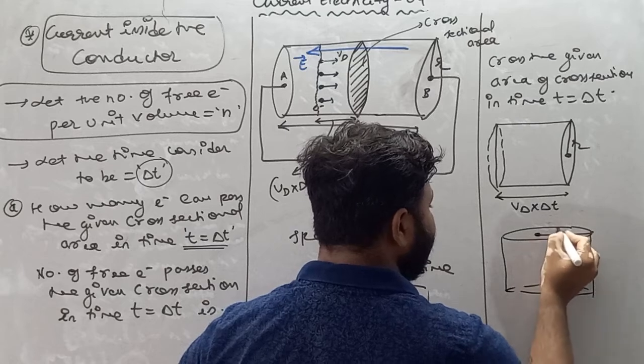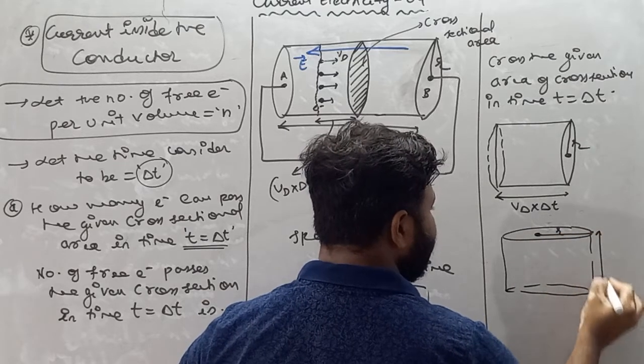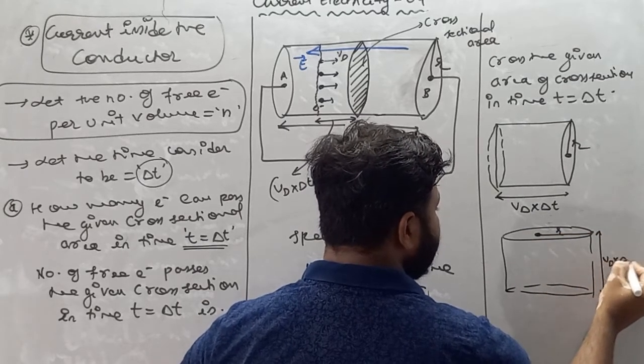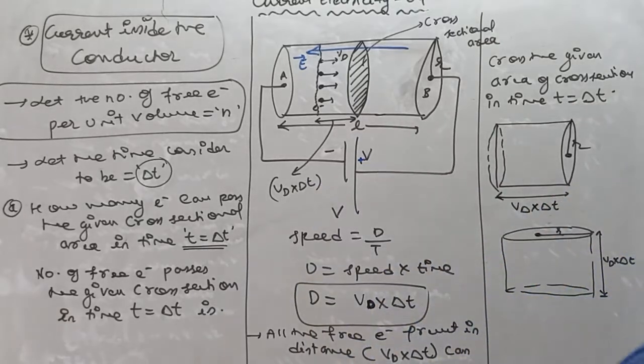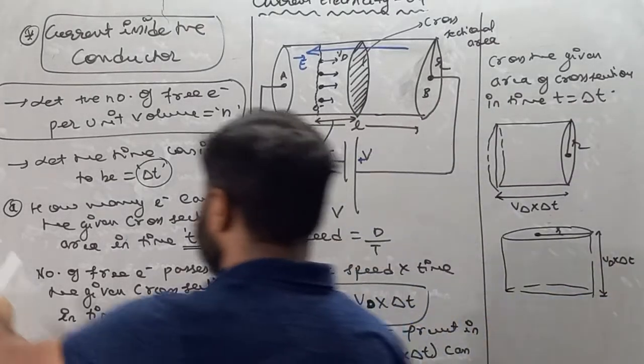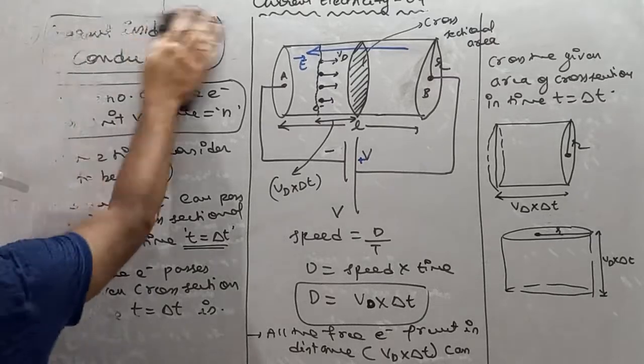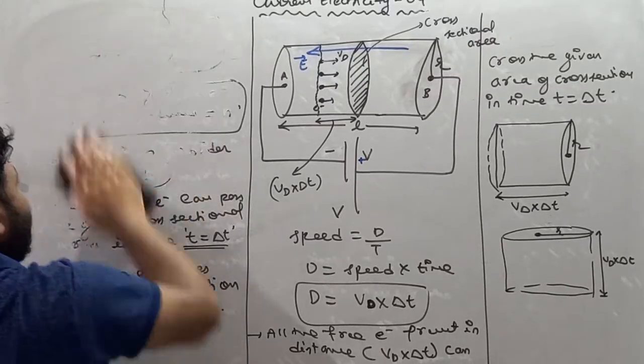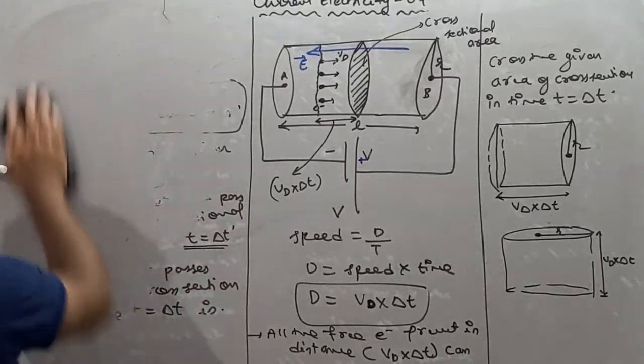This is nothing but a cylinder whose height is Vd into delta t. Now we all know that the volume of a cylinder is pi r square h.